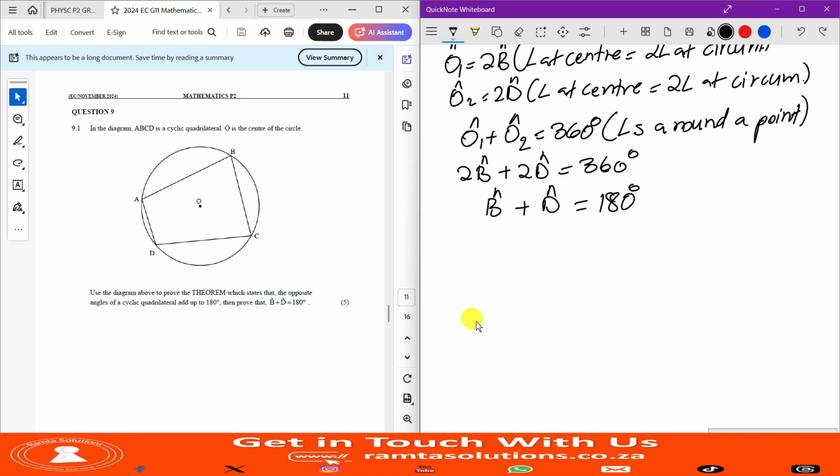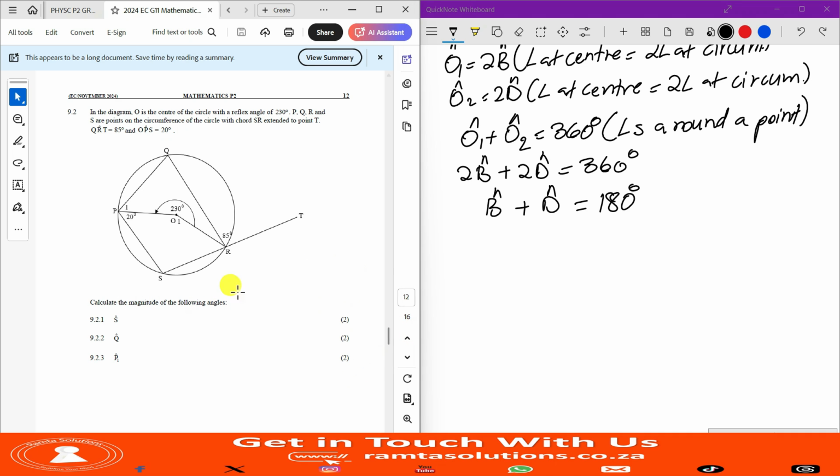Then we have proved 9.1. Remember, guys, we need to make sure that it's 1 mark, 1 minute. So for this particular question, we needed 5 minutes. Now, this particular section must be done in 6 minutes. All right, 9.2. Let's see. 9.2. In the diagram, O is the center of the circle with a reflex angle of 230 degrees. Okay, I see that.